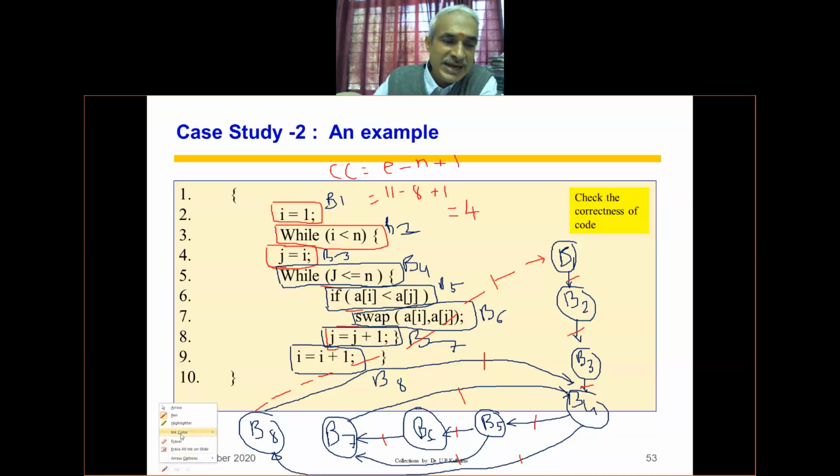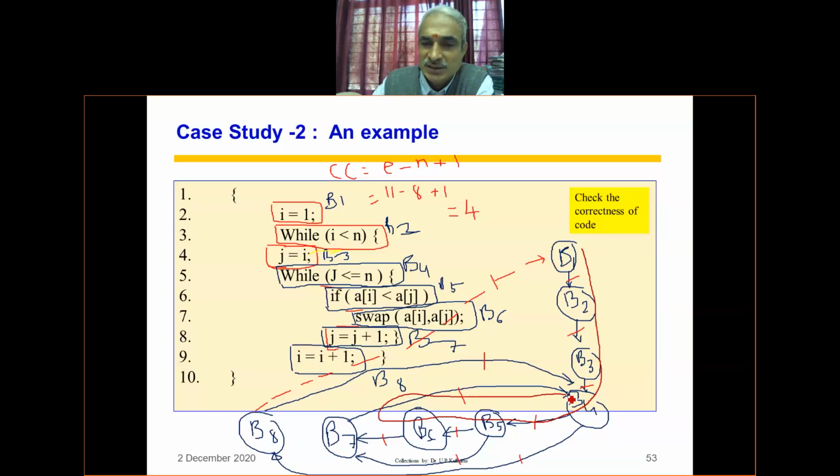This indicates the minimum number of paths to be executed. Let's check that. How many paths do we have? I'll change the color. Blue color is not that visible, so I'll take maroon color. Now look into that. Here you come here, come here, come here. This is one path. Do you agree?